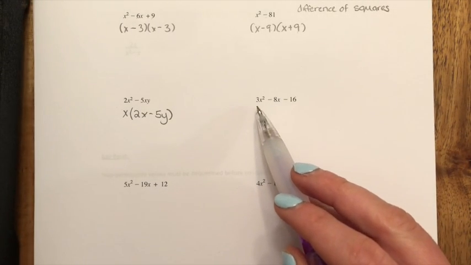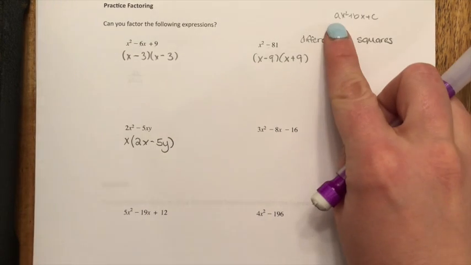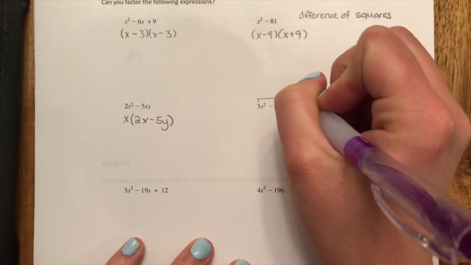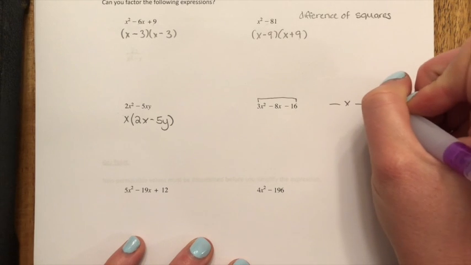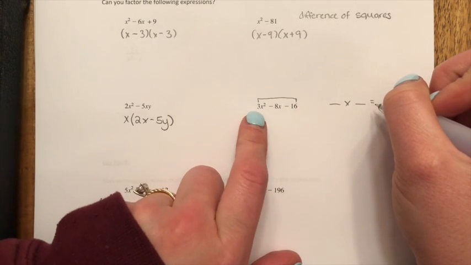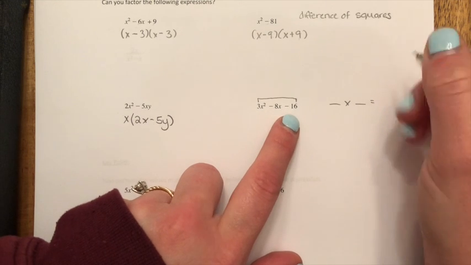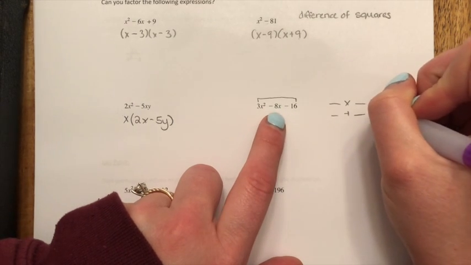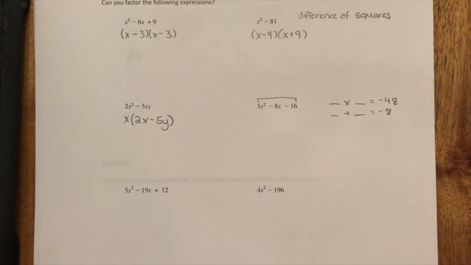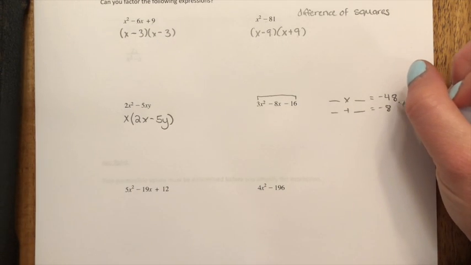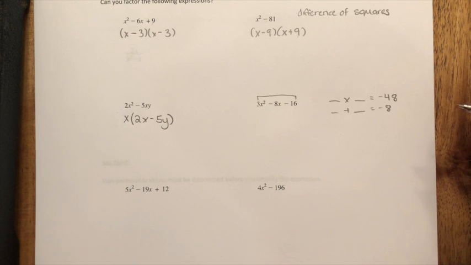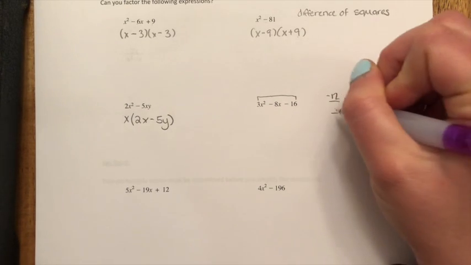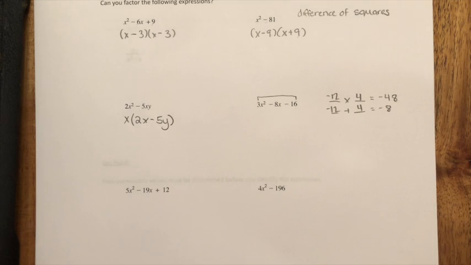This one, we've got a quadratic where our a value is not equal to 1. So this is the more complex case where we need to go through that little process where we say, okay, I need two numbers that multiply to the product of whatever a and c are. So 3 times negative 16 is negative 48. They need to multiply to that, and they need to add to negative 8. So if I think of factors of 48, I have 6 and 8, but that's not going to add. I have 12 and 4. So 12 and 4, if I make negative 12 and positive 4, that's going to add to negative 8 and multiply to negative 48.